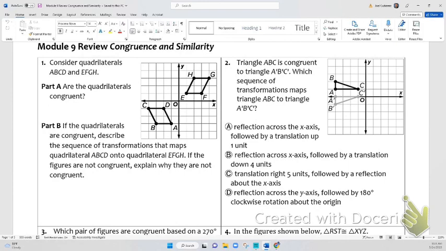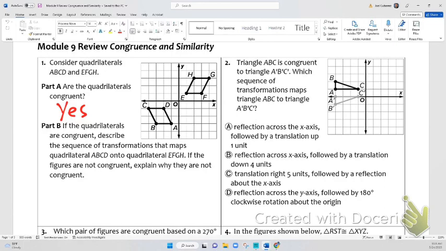Number 1 says, consider quadrilaterals ABCD and EFGH. Are the two quadrilaterals congruent? Yes or no? So 1, you can count the number of squares, or number 2, you can use your patty paper, but nevertheless, the answer is going to be yes. Congruent means it's got the same shape, same size, and obviously in this case it does. And then part B says, if they are congruent, describe what you can do that would map ABCD onto EFGH.